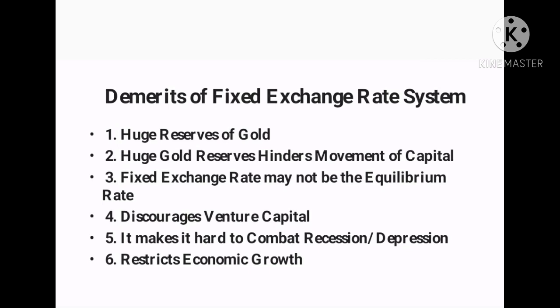Fifth, it makes it hard to combat recession or depression. Depression can be corrected by increasing the money supply, but it is very difficult to increase this type of money supply in the gold standard form. Sixth, restricts economic growth. Supply of money will increase economic growth, but due to insufficient gold, it can't be increased, so it hampers economic growth. So these 6 points are the demerits of fixed exchange rate system.